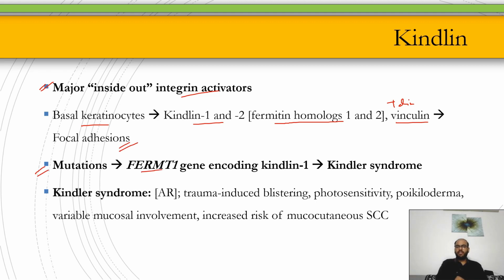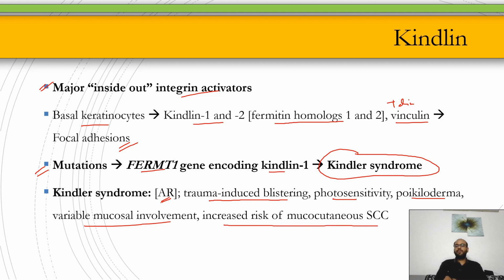Mutations in the FERMT1 gene, which encodes for Kindlin 1, is the cause of Kindler syndrome. Kindler syndrome is an autosomal recessive syndrome which is characterized by trauma-induced blistering, photosensitivity, poikiloderma, variable mucosal involvement, and increased risk of mucocutaneous SCC. So remember that focal adhesions may not be the major part of attachment of basal cell to the underlying tissue, but the mutation in the protein can still cause trauma-induced blistering and photosensitivity and poikiloderma and can increase the risk of mucocutaneous SCC.